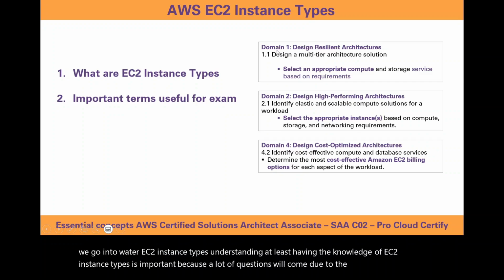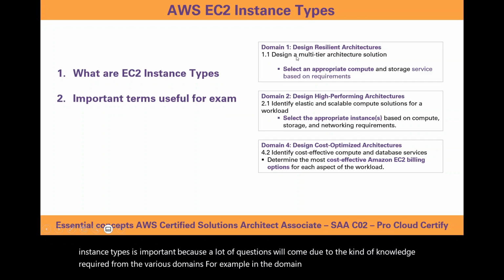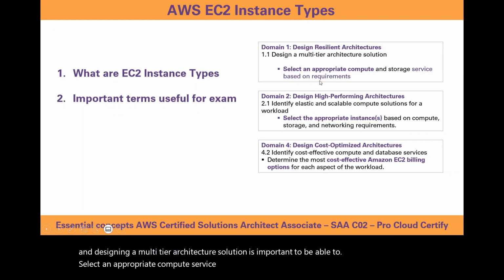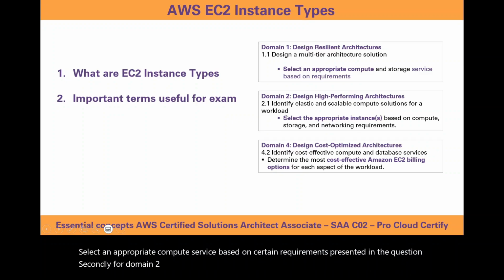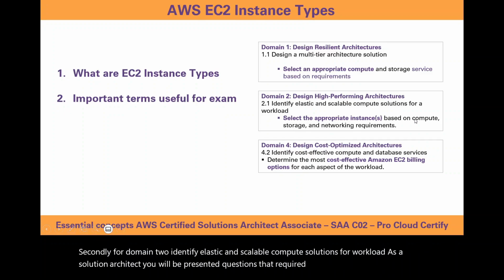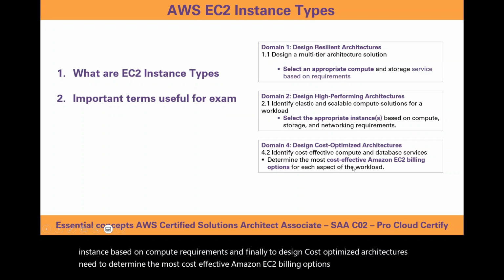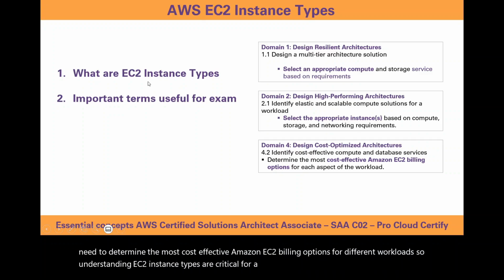For example, in the domain designing resilient architectures and designing a multi-tier architecture solution, it is important to be able to select an appropriate compute service based on certain requirements presented in the question. Secondly, for domain 2, identify elastic and scalable compute solutions for workload. As a solution architect, you will be presented questions that require you to select the appropriate instance based on compute requirements. And finally, to design cost-optimized architectures, you need to determine the most cost-effective Amazon EC2 billing options for different workloads. So understanding EC2 instance types is critical for a lot of the questions that will appear in the exam.